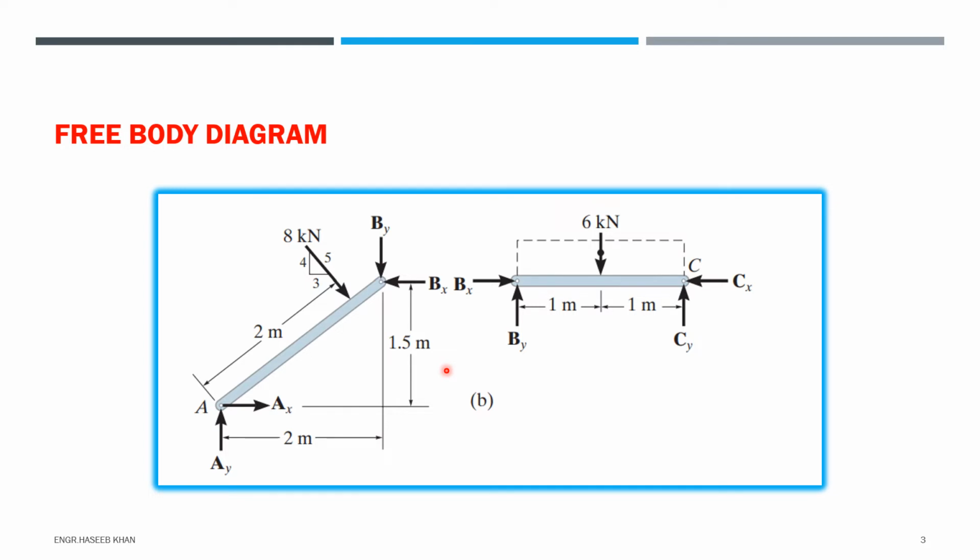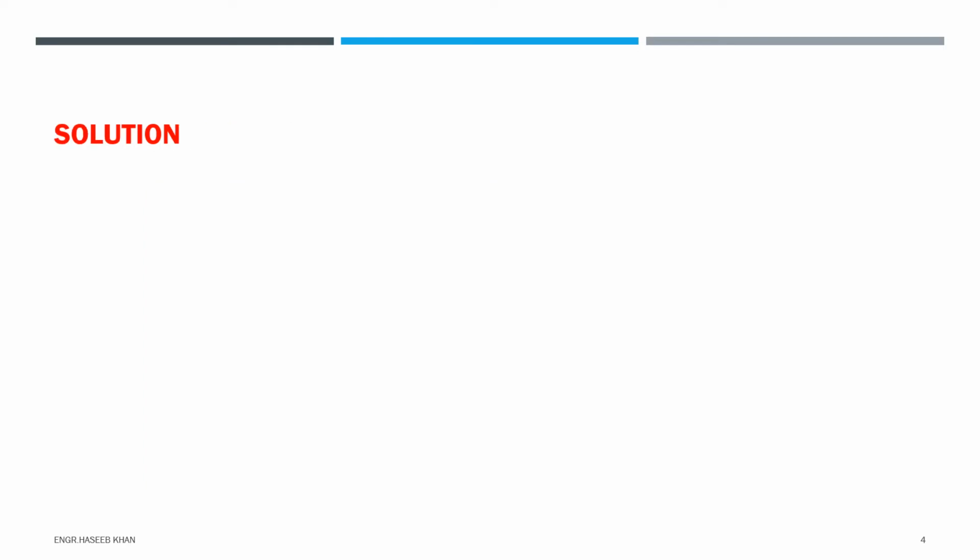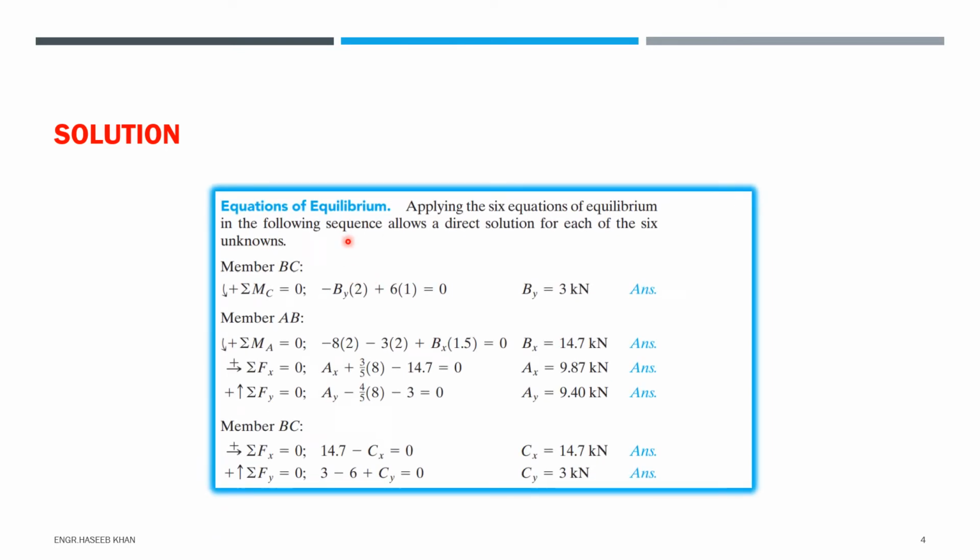So let's check the solution of the question. As I have demonstrated in the previous slide, we will first find the moment at the BC structure. That will yield us By, the vertical reaction at the B point of the structure. Then we have member AB. So on member AB we will have summation MA, that will yield us Bx. So now we completely know the joint B. Okay, these two reactions are of the joint B.